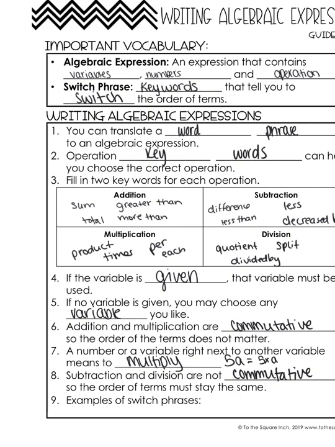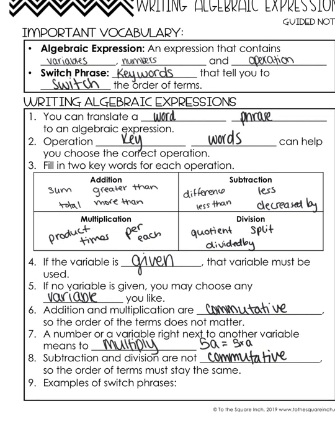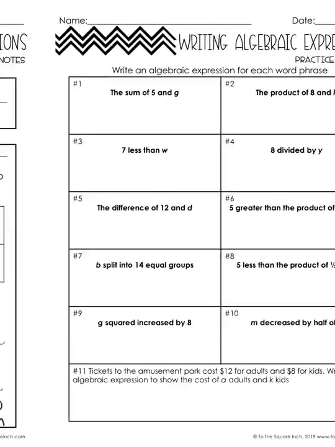Examples of switch phrases, those that tell you I need to change the order of what it says, would be less than, goes into, or subtracted from. So if I have 5 subtracted from Q, I'm saying Q minus 5. So pay attention to the switch phrases because with subtraction and division, the order does matter. We'll go and do some examples.